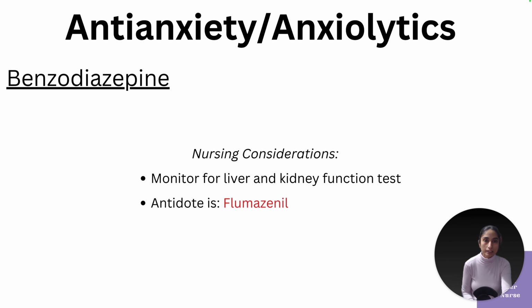All right. Another nursing consideration is to monitor the liver and kidney function tests when your patient is on benzodiazepine. And if there is an overdose of benzodiazepine, the good thing is that we have its antidote, and the antidote is flumazenil, okay? Note it, flumazenil. NCLEX always tests on antidotes. So you have to remember the antidote of benzodiazepine is flumazenil, okay? Okay, this is all about the benzodiazepine.